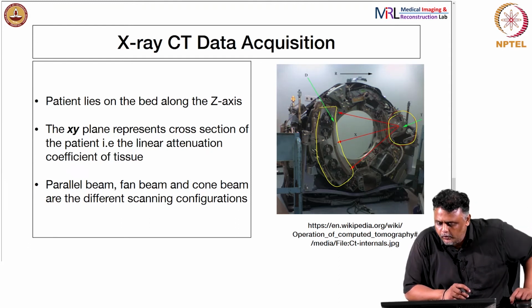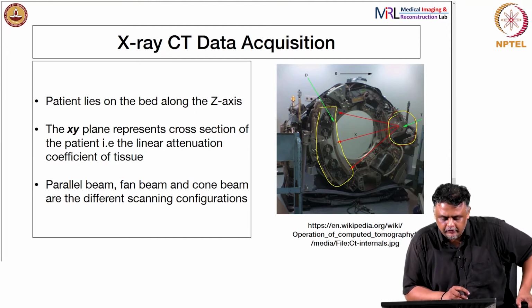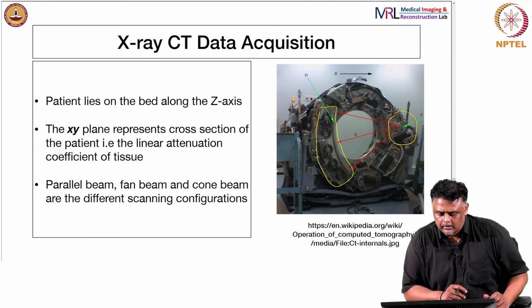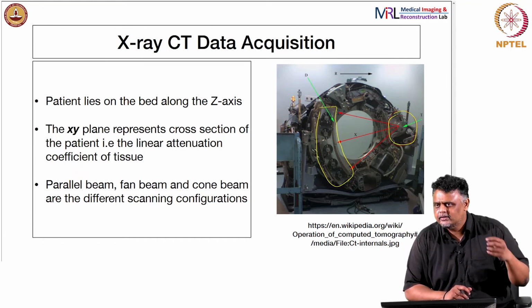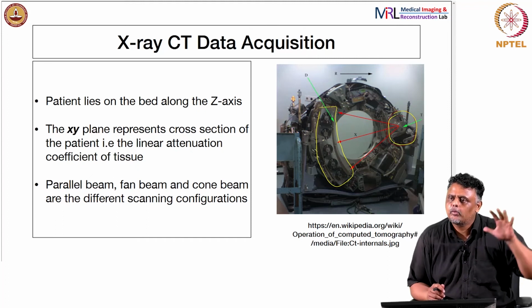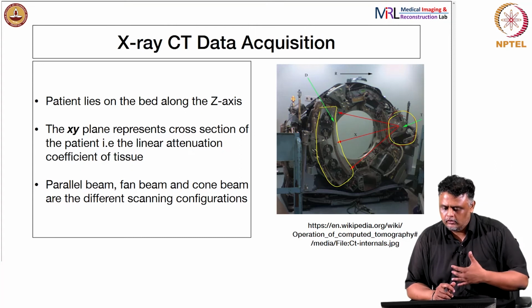There are different ways of doing this projection measurement, especially for X-ray computed tomography. Something called parallel beam, fan beam, and cone beam measurements. There are different scanning configurations. These are scanning configurations to obtain projection measurements. Then we will have to process those projection measurements to get your final image.